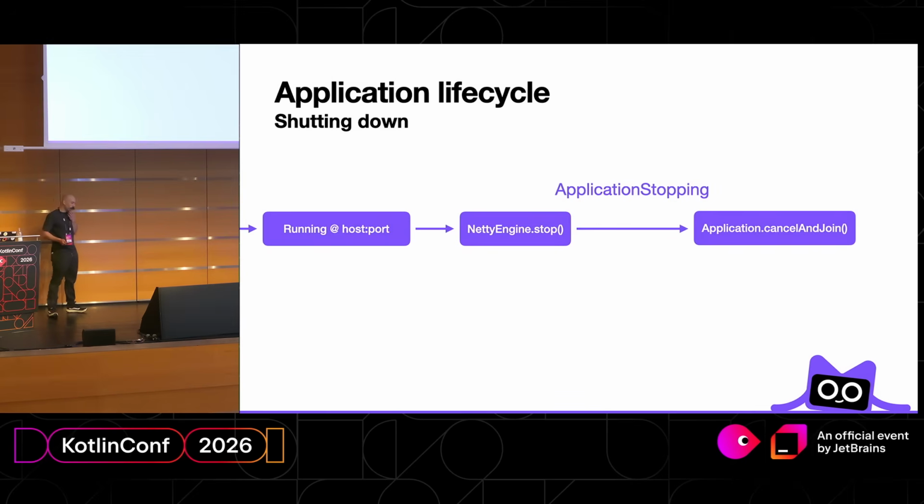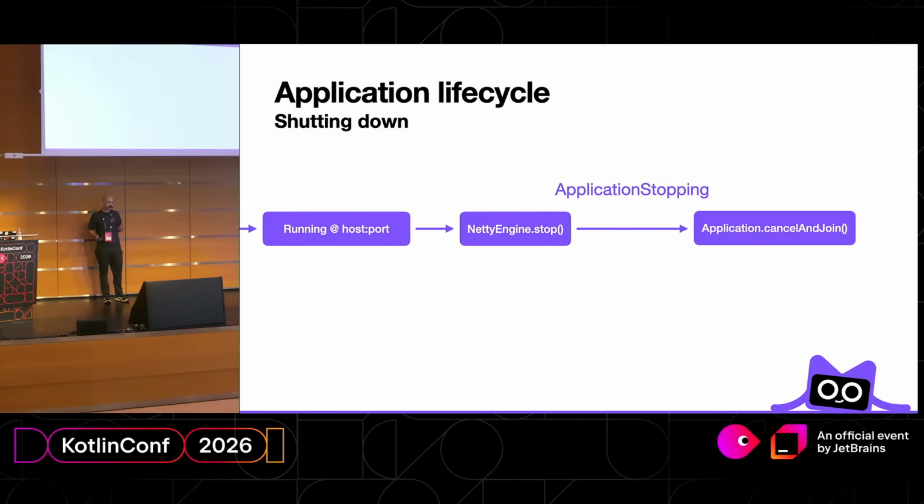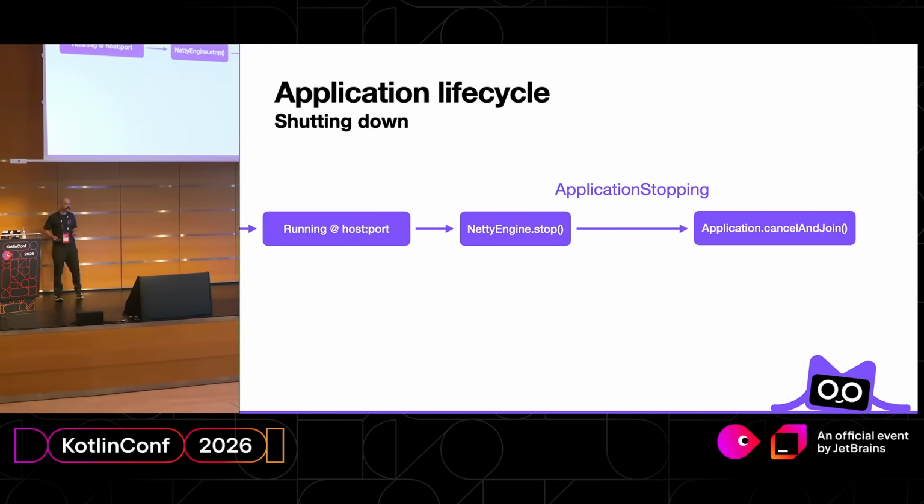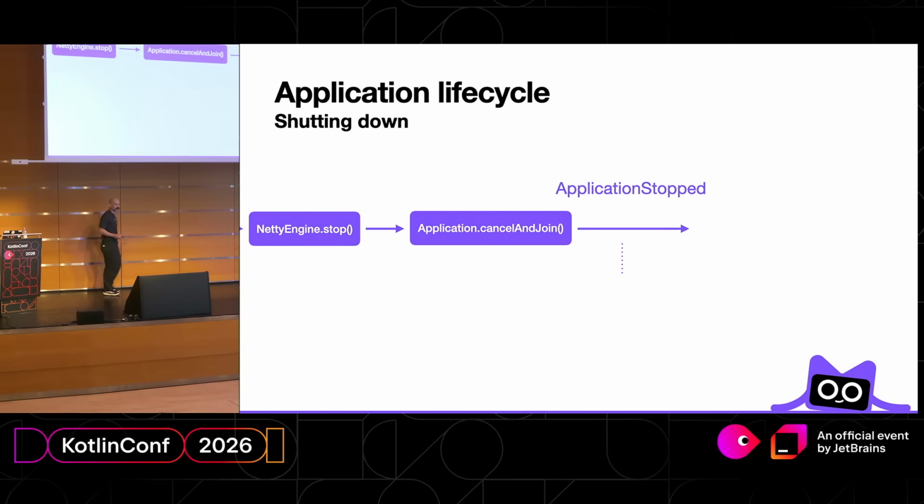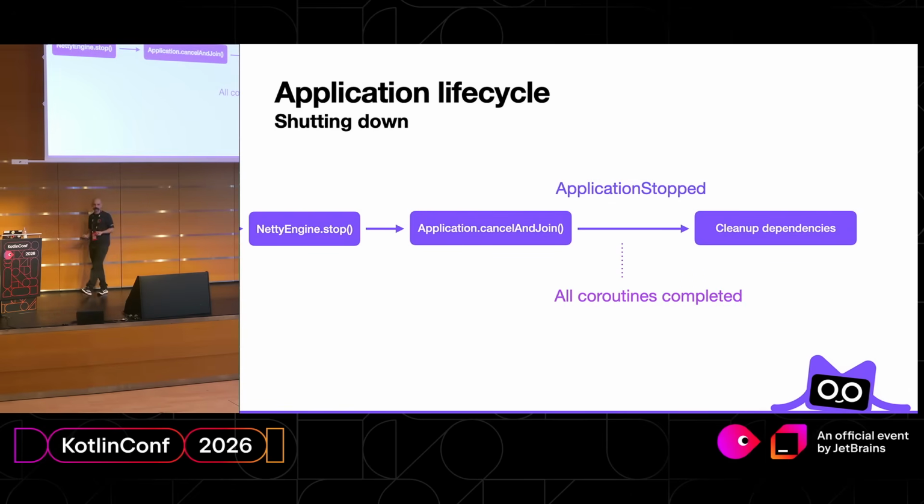And again, for practical purposes, stopping the application means calling cancel and join. And if you're familiar with Kotlin Coroutines, you might know that this means that it will cancel all running coroutines, and it will await for that to complete, right? So after the application is stopped, you are guaranteed that there are no more running coroutines, right? And this is also the perfect place to do things like flushing your buffers, committing your offsets, and so on. When all of that is finished, it is the perfect time to clean up our dependencies.